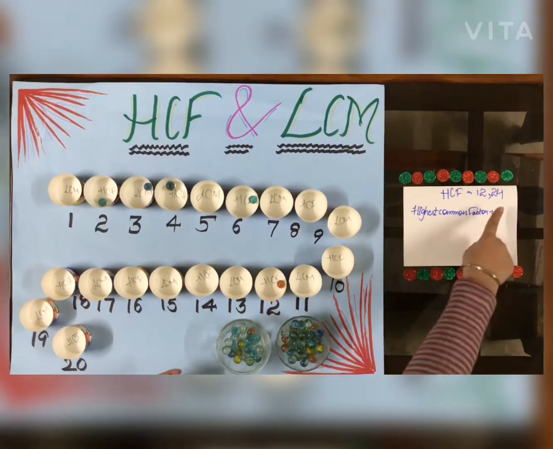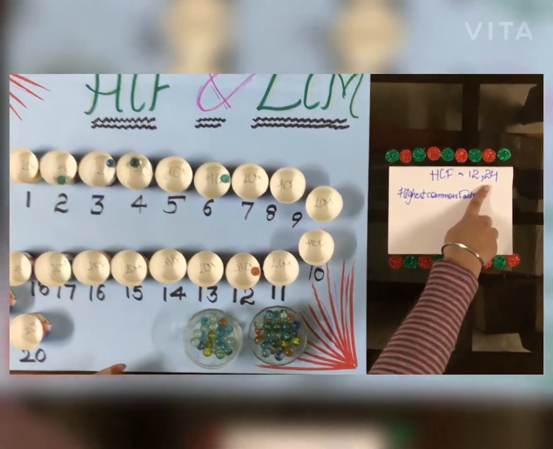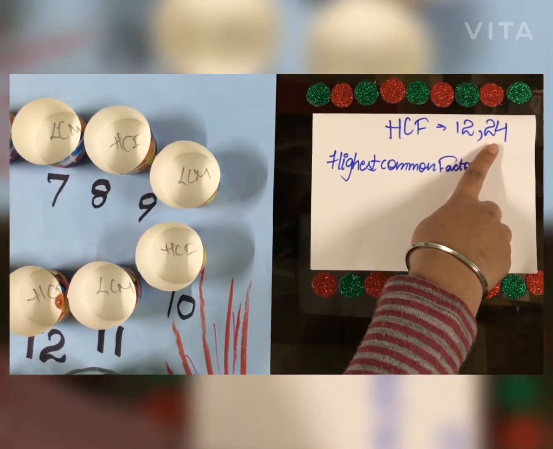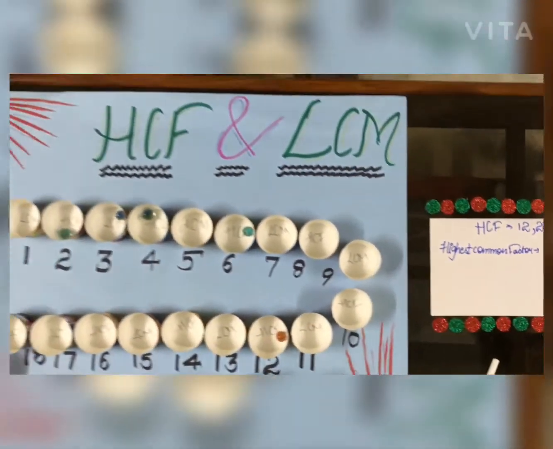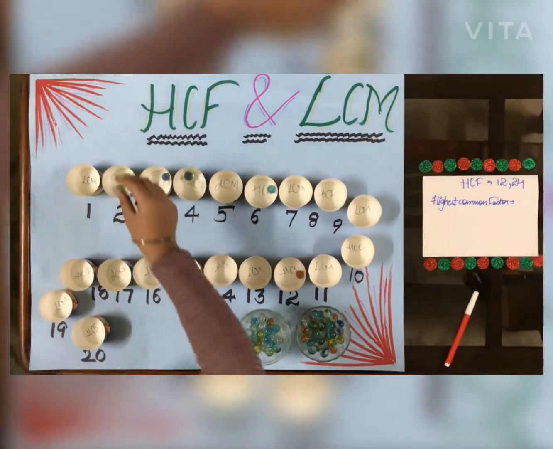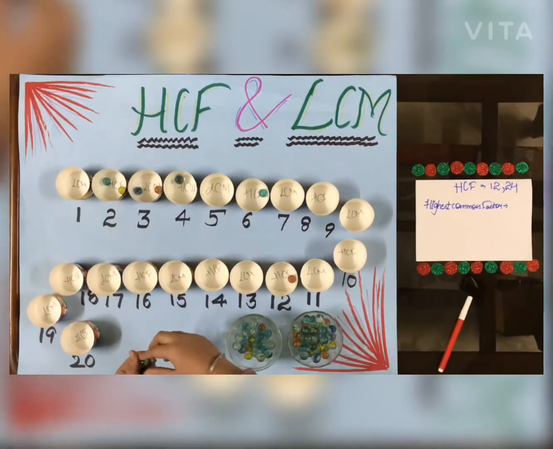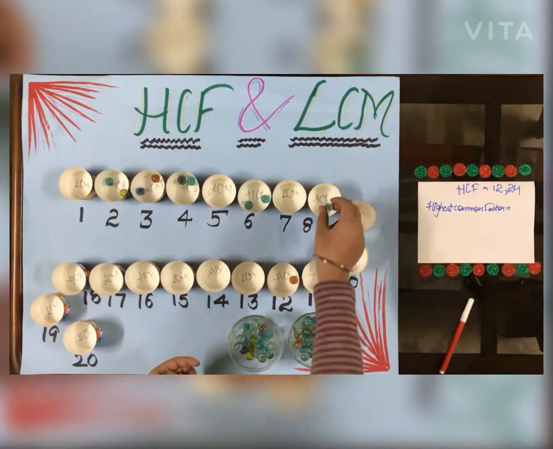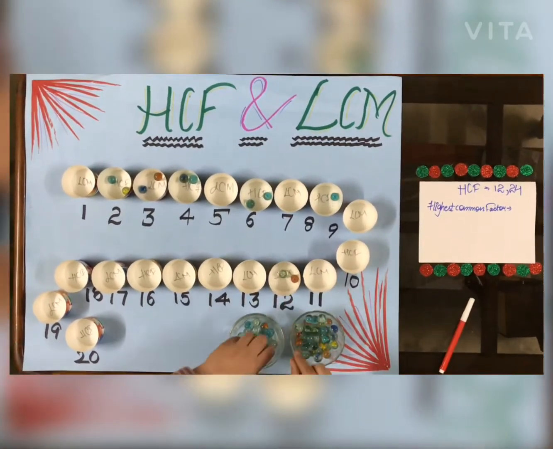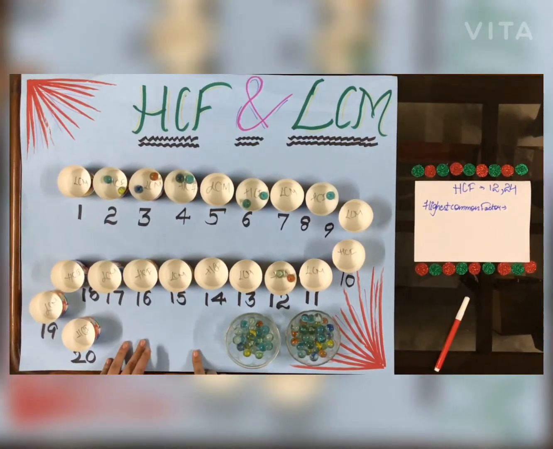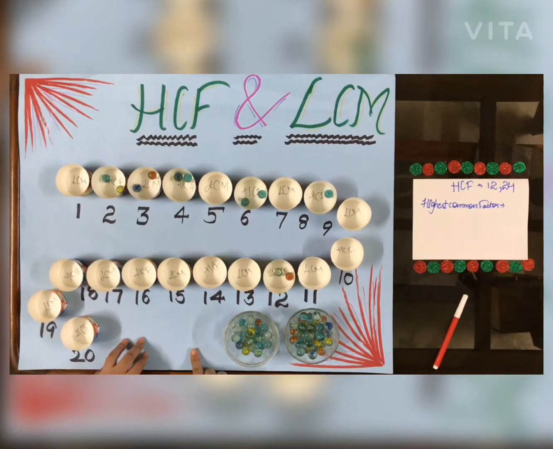Then again, now we will find the HCF of the factors of 24. Let's find that. The factors of 24 are 2, 3, 4, 6, 8 and 12. Now we will see in which of the cups there are 2 balls.